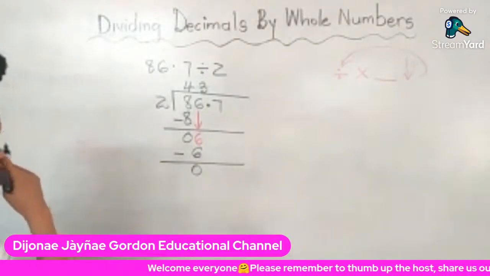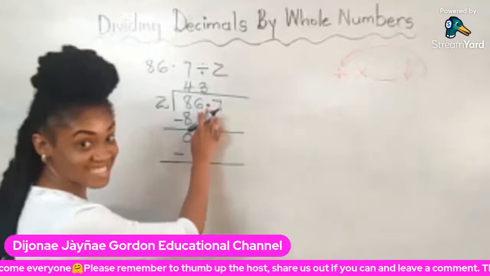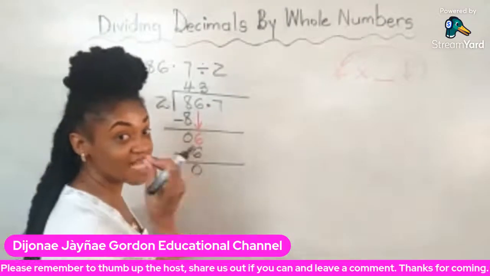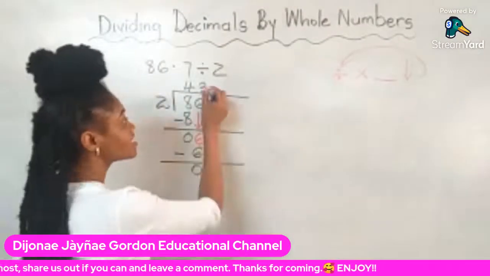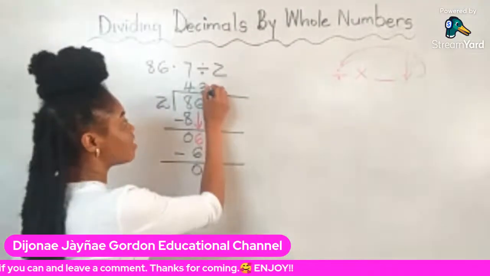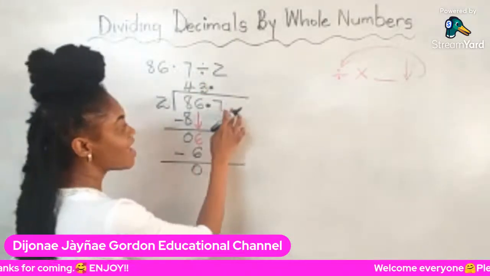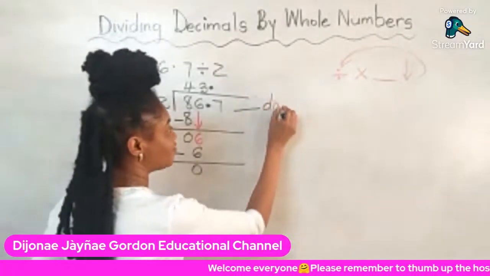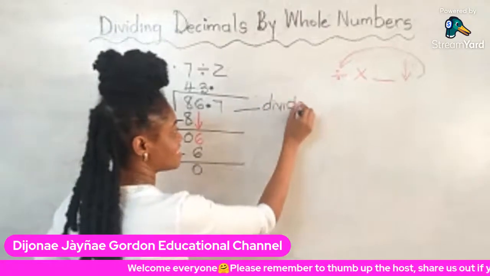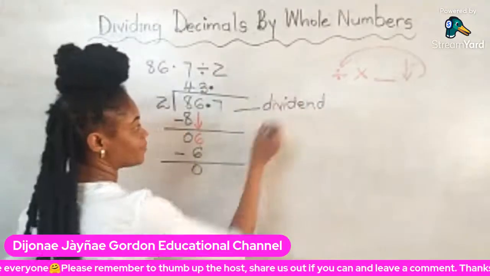The next thing we are going to do now is to look at what is next, because it is a process, step by step. We have our decimal point, which is next. I'm going to put my decimal point right above the decimal point that is in my dividend. All right, let me label it. You see, D-I-V-I-D-E-N-D. All right, that's your dividend.